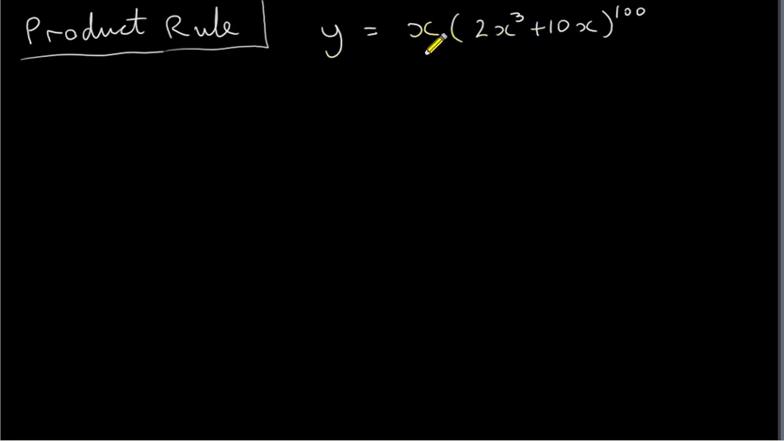Suppose we have this function here, y equals x multiplied by (2x cubed plus 10x) raised to the power of 100. Now, of course, we could use the binomial theorem and expand this thing out. That would take a long time, of course. We would actually have 101 terms if we were to expand this out by the binomial theorem.